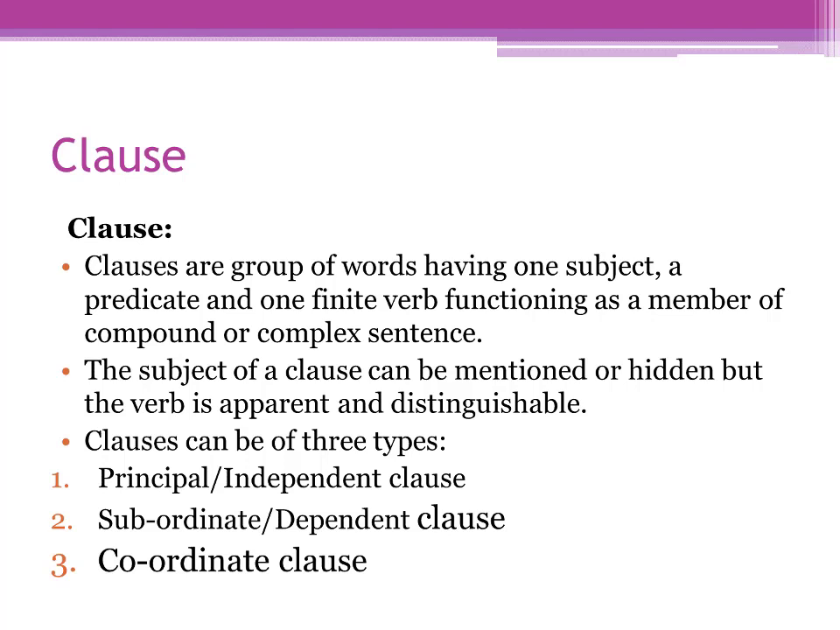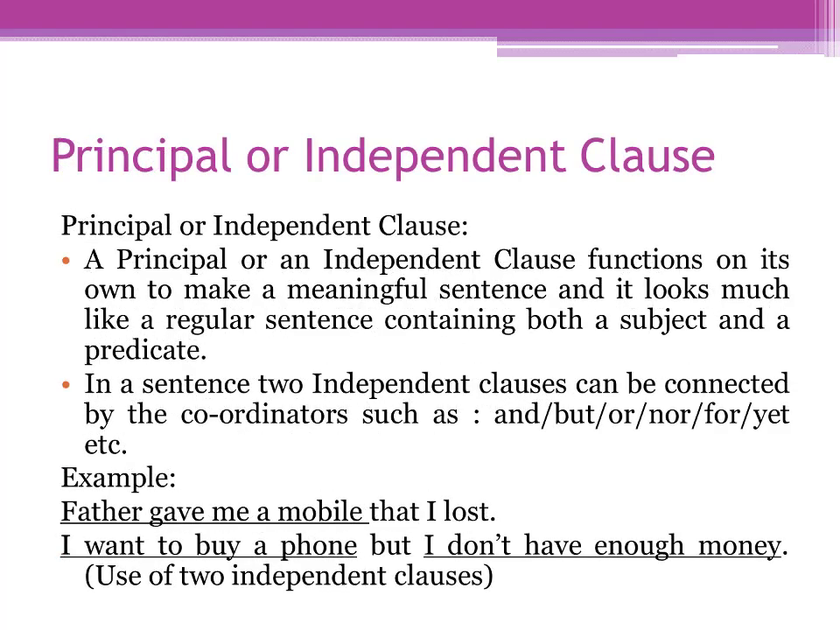The subject of a clause can be mentioned or hidden, but the verb is apparent and distinguishable. Clauses can be of 3 types. Number 1, principal or independent clause. Number 2, subordinate or dependent clause. And coordinate clause. What is principal clause or independent clause?